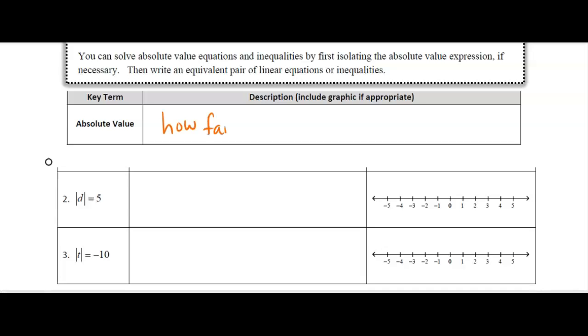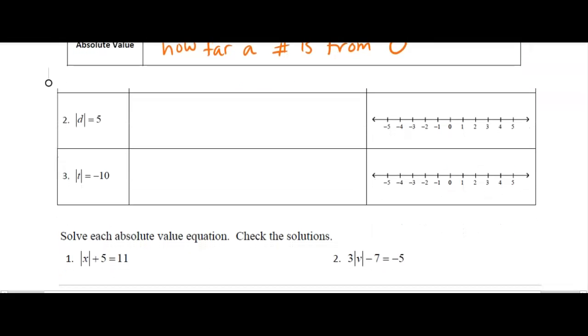how far a number is from 0. So a couple examples. I skipped number 1 because 1 and 2 are exactly the same. So they wanted us to write these in words. So what do we have going on here? How do we say this?